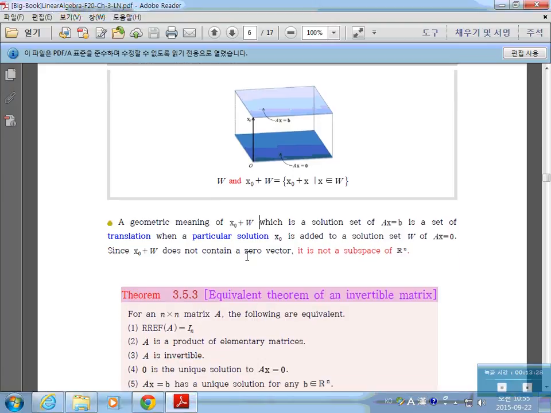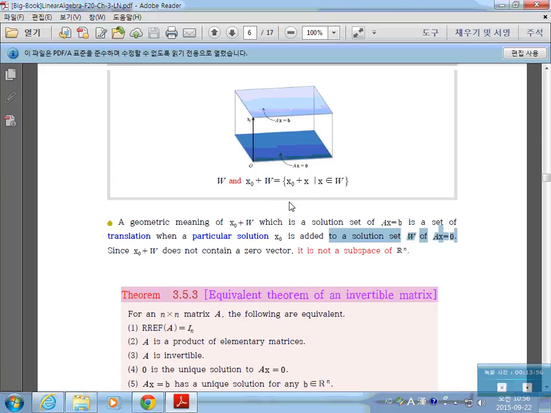Okay. The geometric meaning of x0 plus W, which is the solution set of AX equals B, is a translation: a particular solution x0 is added to the solution set W of AX equals 0, as you see here. If W is the solution set for AX equals 0, then x0 plus W is the solution set for AX equals B.